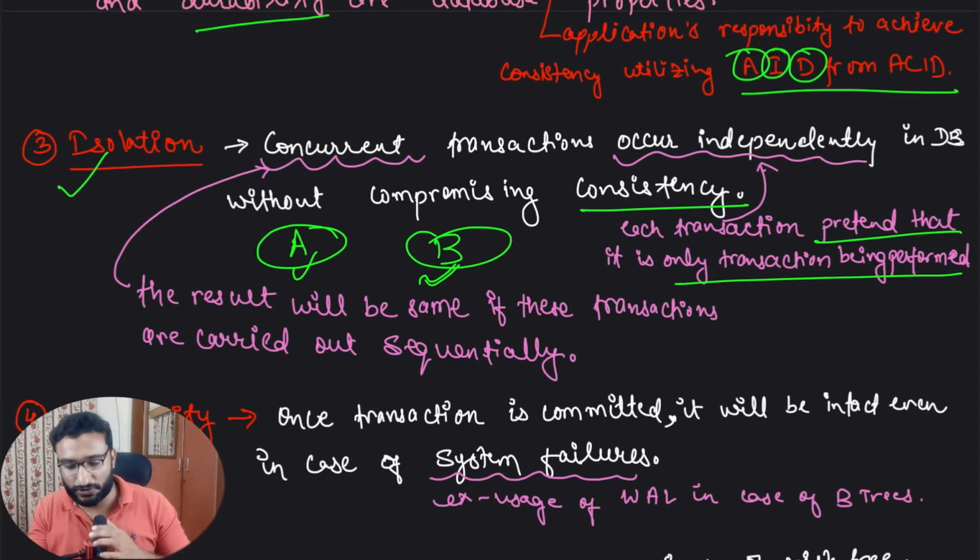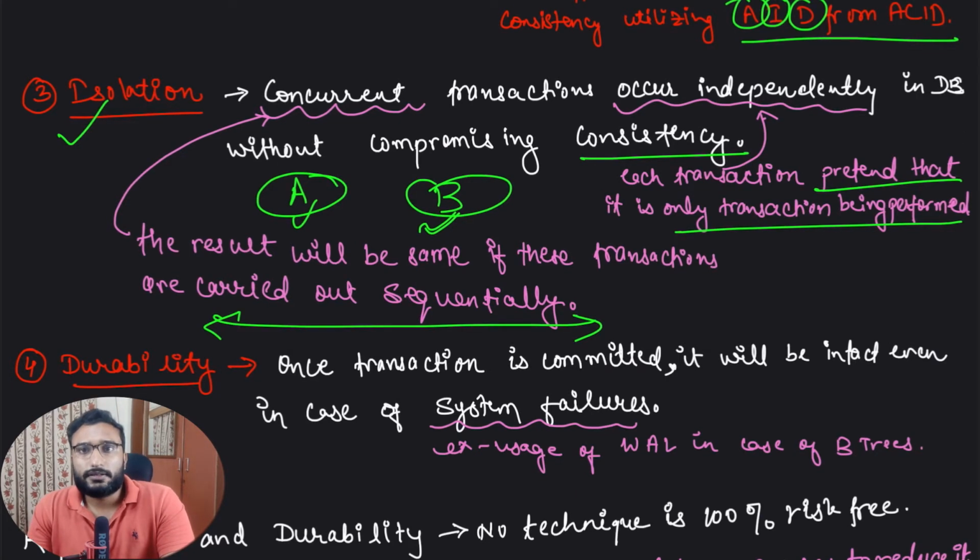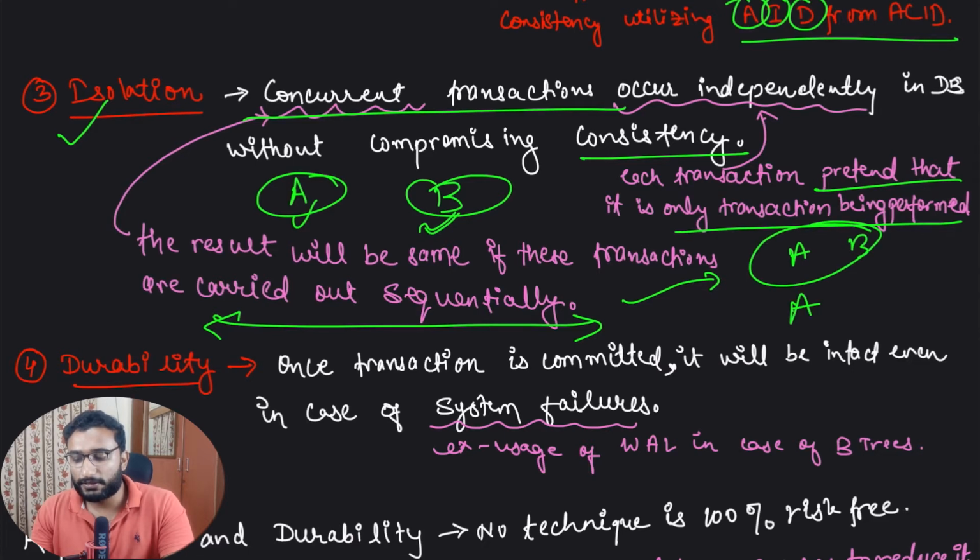ठीक है, we have to ensure that, and the result will be same if these transactions are carried out sequentially. ठीक है, like when we make these concurrent transactions, the result should be same if they are executed serially. Let's say I am executing A and B together, but if I perform A and then B, the result should be same. This is what we mean by isolation.